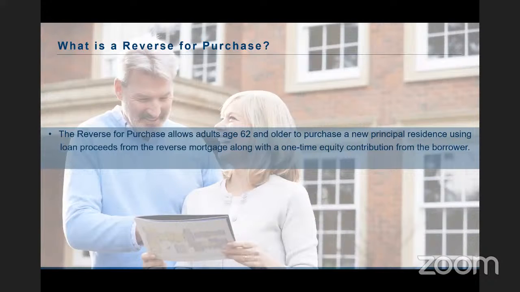What about a reverse for purchase? A reverse for purchase allows adults age 62 and older to purchase a new principal residence using loan proceeds from the reverse mortgage, along with a one-time equity contribution from the borrower. And you see that phrase, one-time equity contribution. If you're talking about a traditional loan, you would call that a down payment. In the reverse world, we call that a contribution. So just think of it in those terms. And this can open up an entirely new conversation.